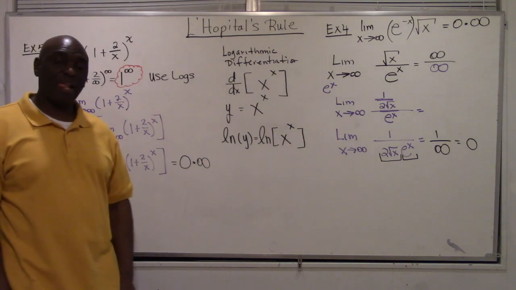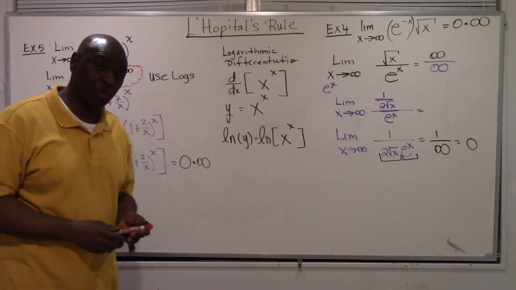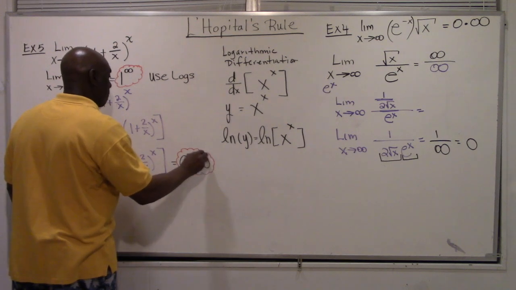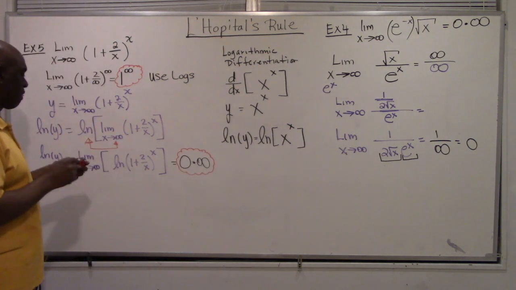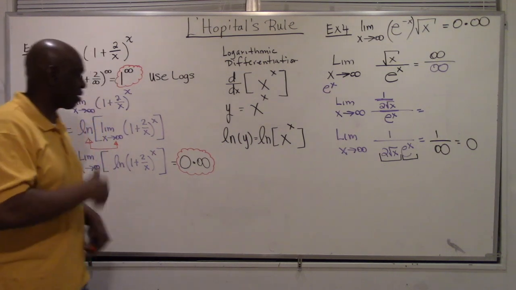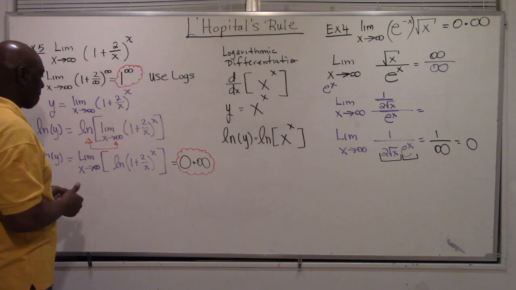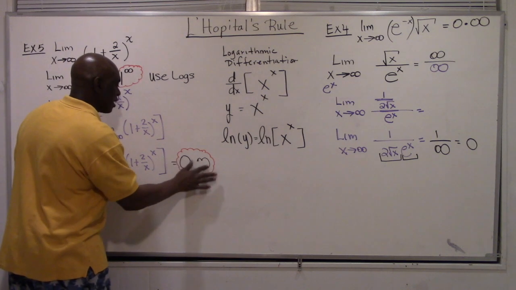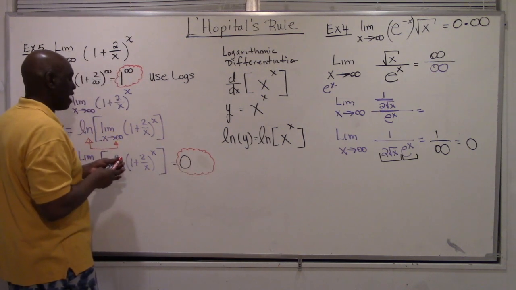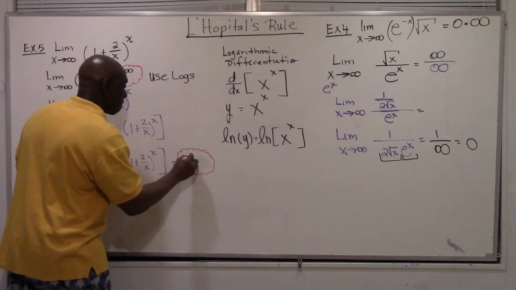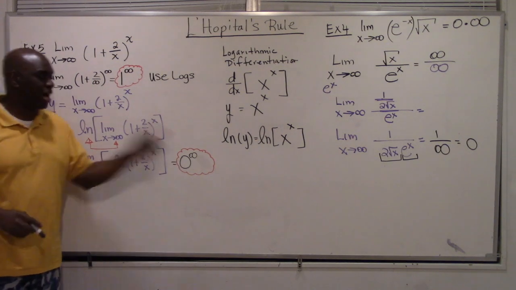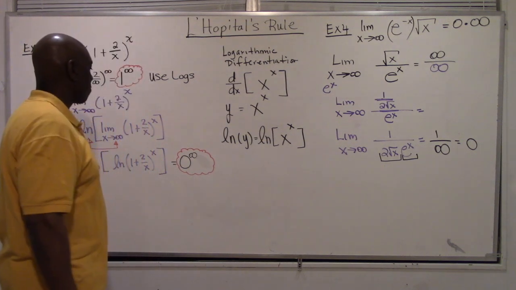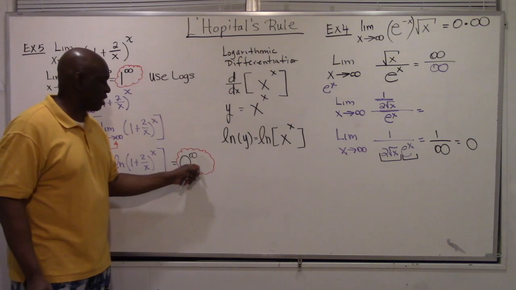I'm going to have 0 times infinity. Is that L'Hopital ready? Can I use L'Hopital's rule on this one? No, I can't. That is not L'Hopital ready, so I'm going to have to rewrite it. Oh wait, I'm sorry, I'm getting ahead of myself here. That should be 0 to the power of infinity. Yeah, that's better. I'm jumping the gun, and you'll see exactly what I'm talking about in a minute. But it's still not L'Hopital, so we still have more work to do.